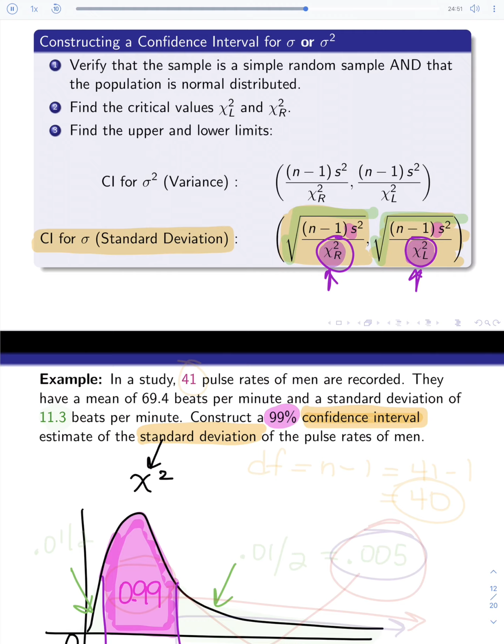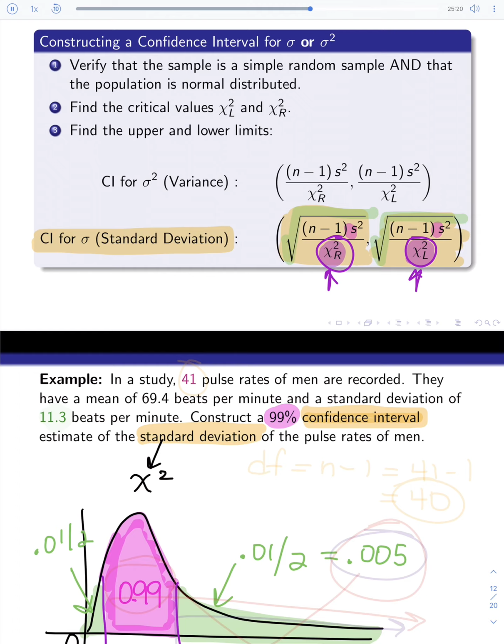But that's both of the ends together. So each one individually is going to have to be half of that 1%, or 0.01. So if I take that and cut that in half, that means that each end is actually going to be 0.005. And yes, they are always going to be the same area in both of the tails, even though it's not symmetric. It will work out like that each and every time.